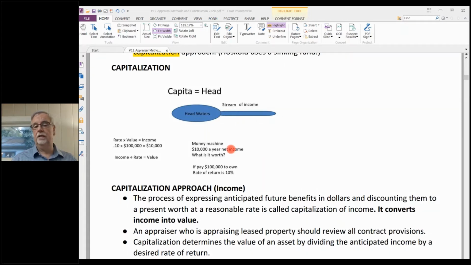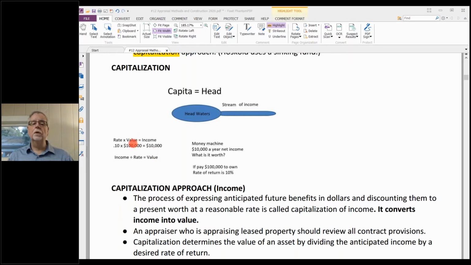If any of you are hating this already, and if nobody's hating it yet, just give it a little time. But if you're hating this already, I just want you to know the Department of Real Estate is unlikely to have any arithmetic questions whatsoever on your state exam, right? They're not going to ask you to do math, but they want you to understand the formula. So the formula is the rate times the value equals the income. So if I'm getting a 10% rate of return and the machine is worth $100,000, then that means it's making $10,000 a year.